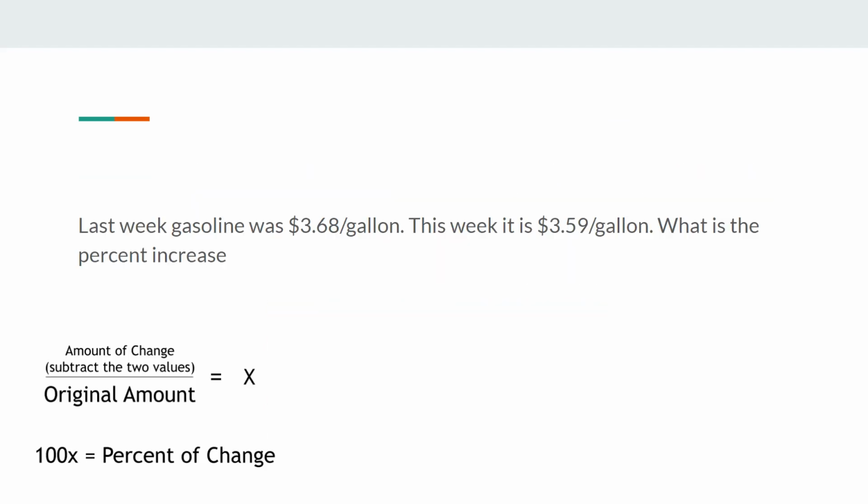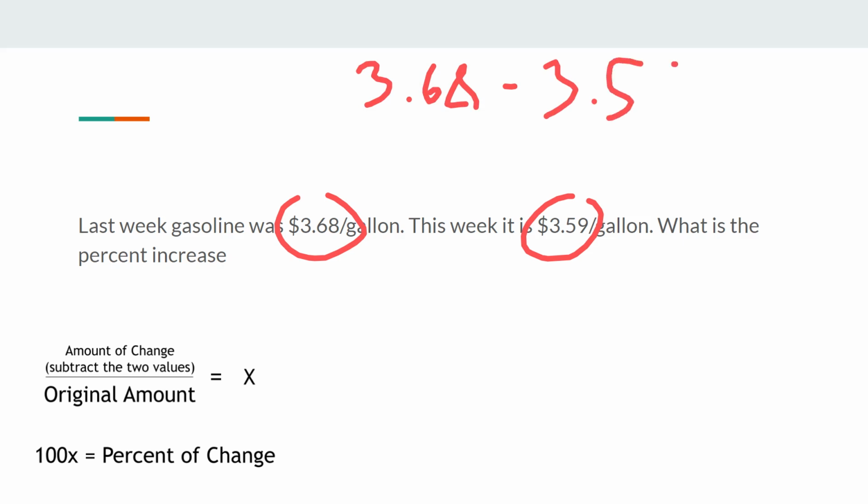Now let's do another example. It says last week gasoline was $3.68. This week it is $3.59. What is the percent increase? So I'm going to do the same thing. I'm going to do 3.68 minus 3.59. Let's see, 3.68 minus 3.59. I end up with 0.09 as my answer.